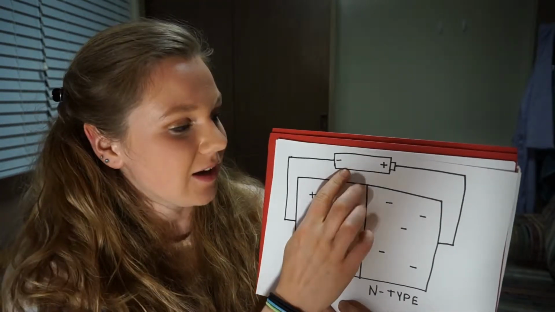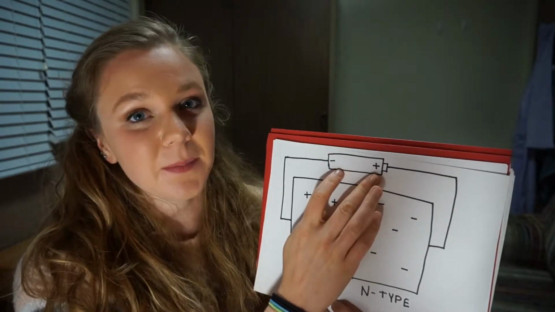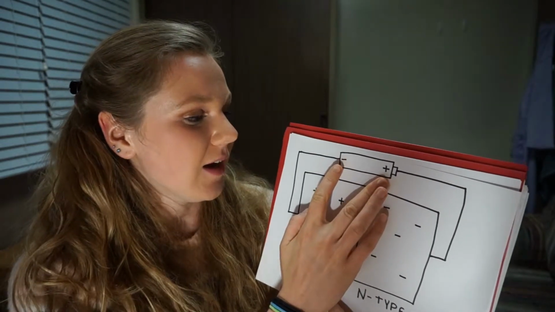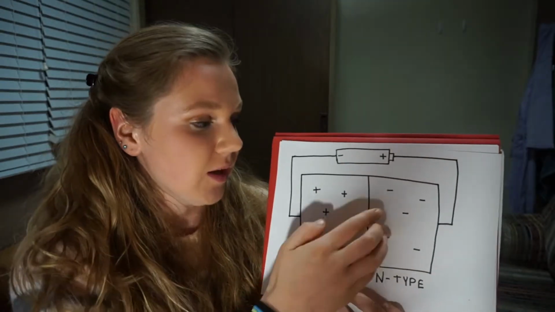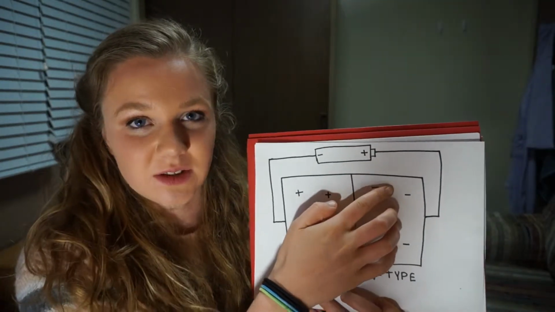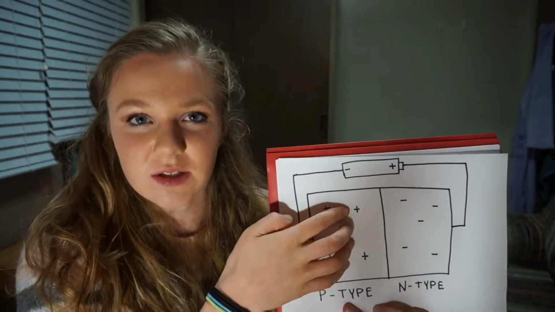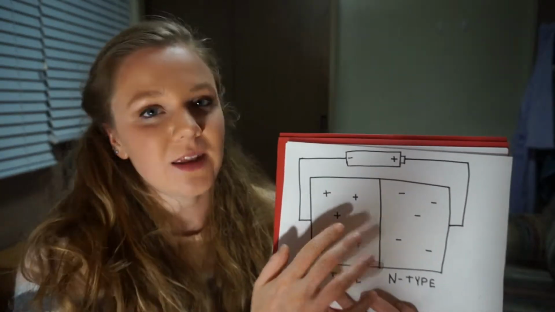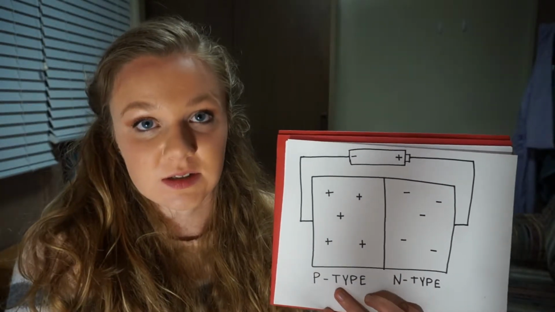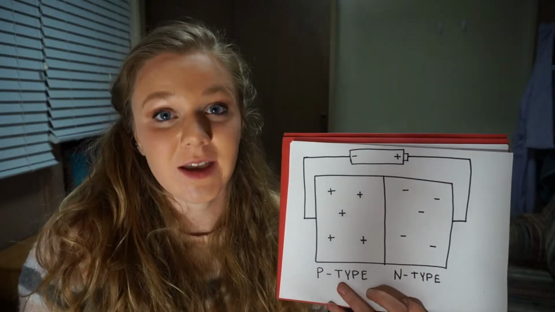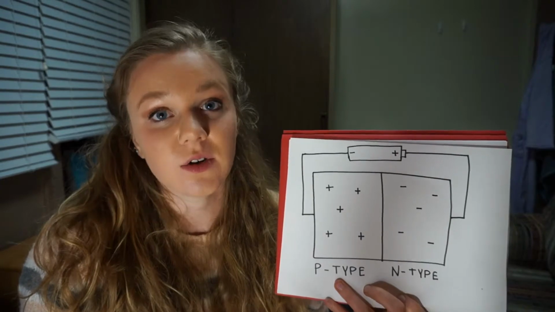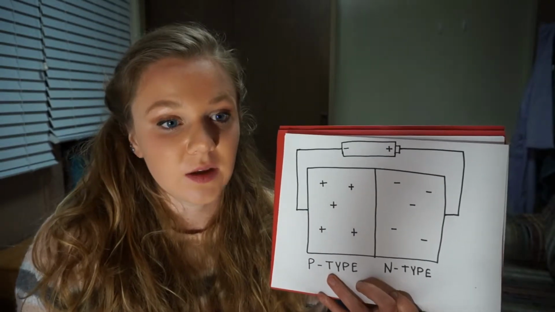However, since the positive charge is attracted to this negative charge as well, we sort of reach an equilibrium where these electrons might shift a little bit this way and these holes might shift a little bit this way, but there won't be any more movement of charge through this system. So an application of a potential difference in this way actually causes a blockage of electrons from moving.